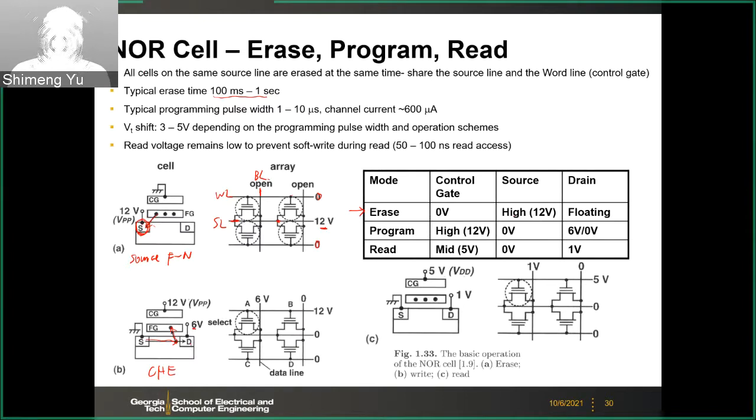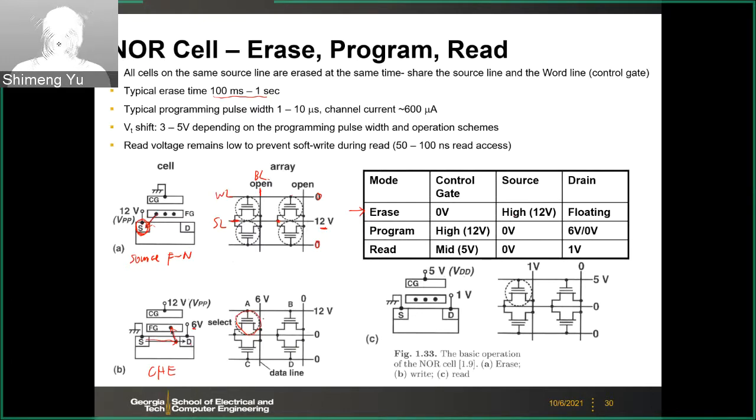To realize this in an array, for the NOR flash array, we can do the individual bit programming. That means we can select only one cell. In this example, cell A, this one, is a selected cell. So we want to program this one. And then for the other cells, we don't want to program. So we only program specific cells in the array.